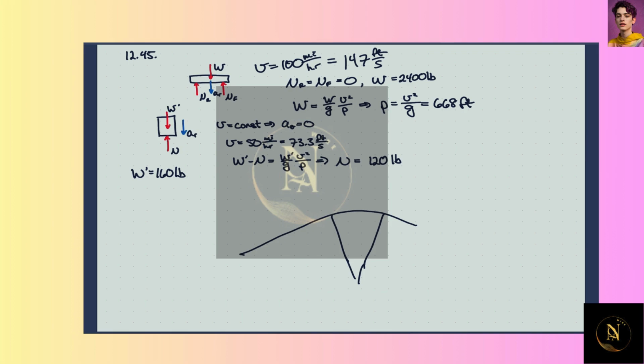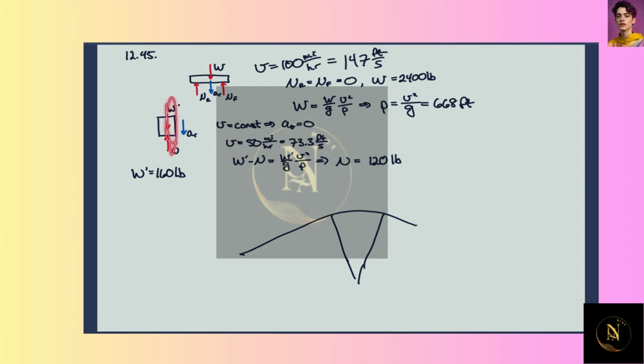Now, for that same hill, determine the force exerted on a 140-pound driver by the seat of his 1,300-pound car as the car is traveling at a speed of 50 miles an hour and passes through A. So it's the exact same situation, but now we look at the driver of this vehicle. There's a normal force on the driver, the weight of the driver, and the radial acceleration. Since it's a constant speed, the tangential acceleration is 0. 50 miles an hour is 73.3 feet per second.